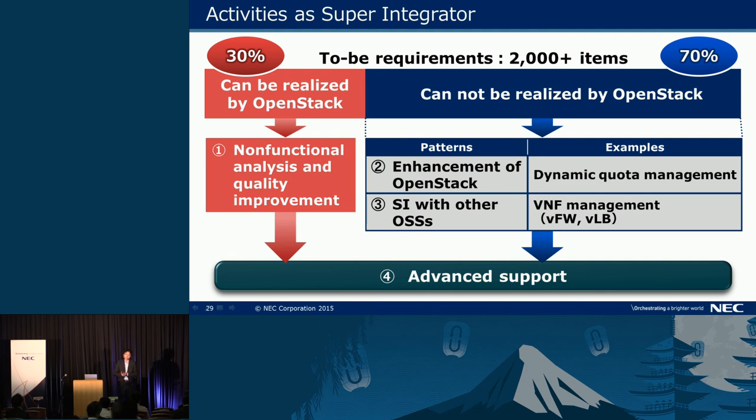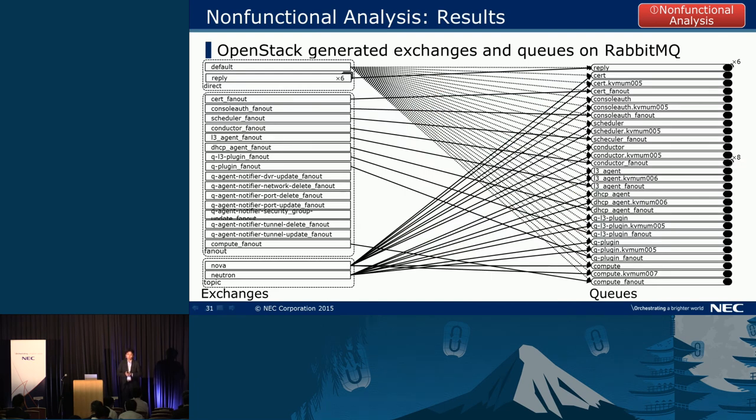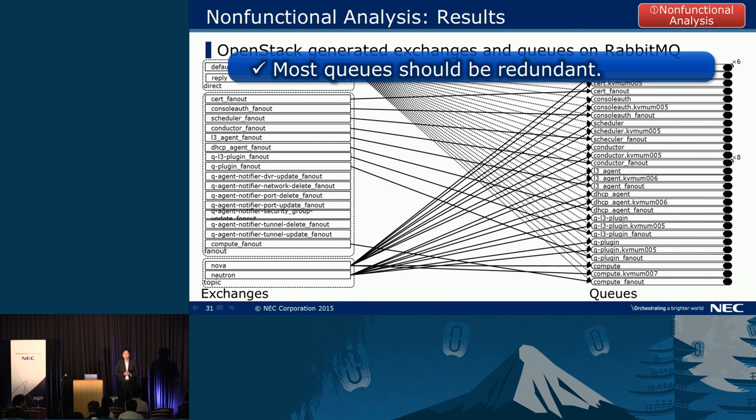Today, we can show you the network appliance situation. This is a non-functional analysis example. As you know, OpenStack uses a message queue, RabbitMQ. This is the exchanges and queues that OpenStack generated on RabbitMQ. It's very complex, but this is a very key component. So in that case, we need to take care of the redundancy for this message queue.